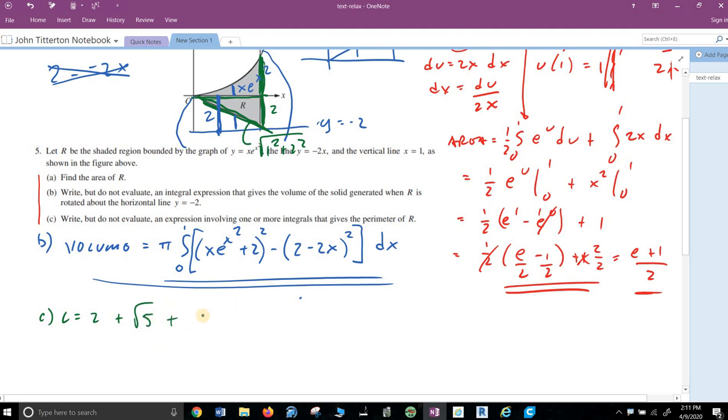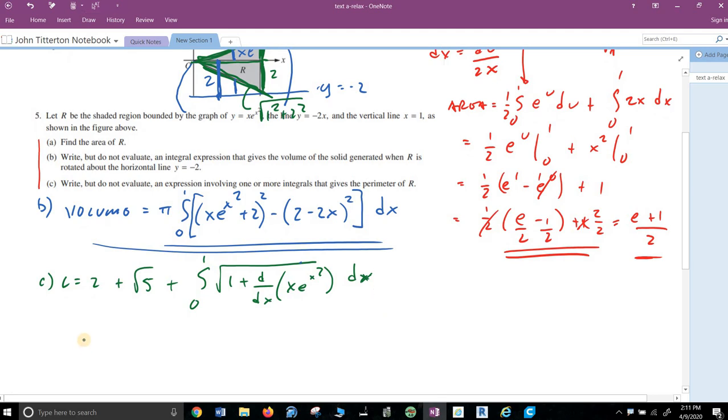Plus, now we're doing an arc length formula, which won't be on this year's AP exam, but hey, suck it up. 0, 1, square root of 1 plus the derivative of the top one squared. What I'm doing right now is trying to find this arc length. x e to the x squared dx. Hey, I'm done. No. I would have thought you were done because it didn't say keep going, but might as well.